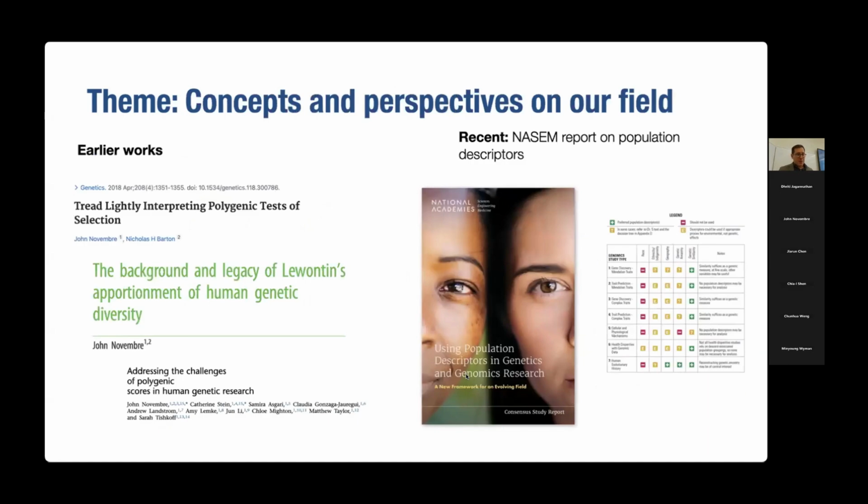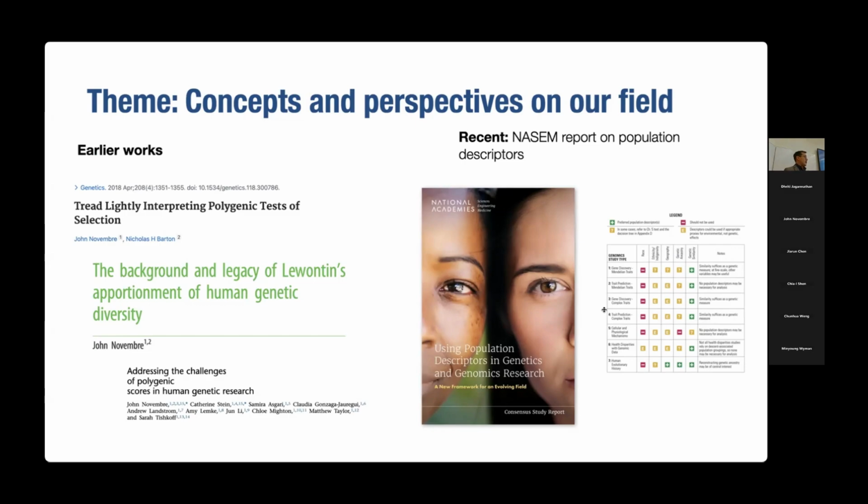And then, not any particular student, but me myself, I've had a theme of trying to have more reflection and give perspectives on the field. There've been a couple of different contributions in this area, but most recently, as I mentioned, this NASEM report is something that I worked on extensively, and it's an amazing multidisciplinary group that came together to reflect on the use of population descriptors in genetics and genomics research.